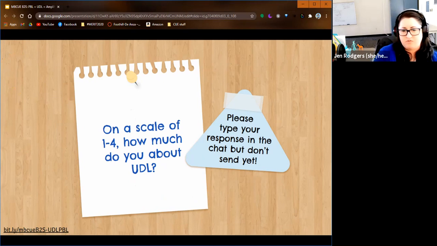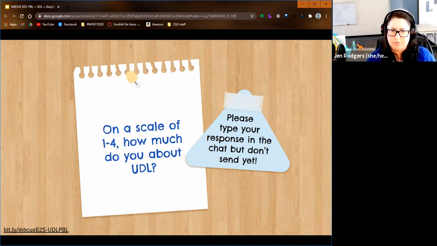So we're going to do a waterfall response in the chat. So if you've never heard of this, enter your number, but don't push send yet until I tell you to, and then everybody will enter at the same time. So it makes it more equitable if you're not looking at other people's responses, feeling pressure to put that forward if you're not comfortable with that. But how much on a scale of 1 to 4 do you know about UDL? So 1 would be like something about the universe, I don't know, design learning something. And 4 being, I'm very comfortable with it, I'm using it regularly.